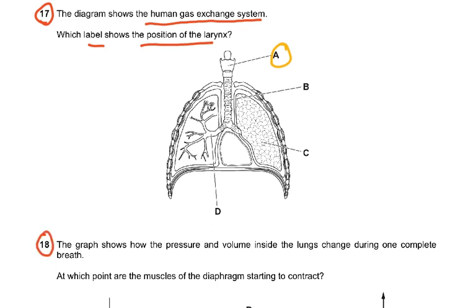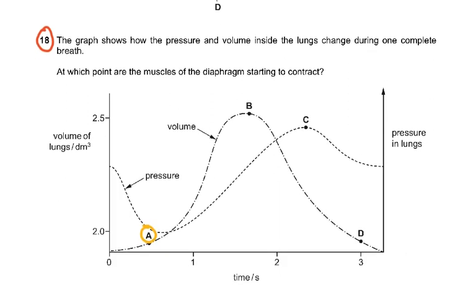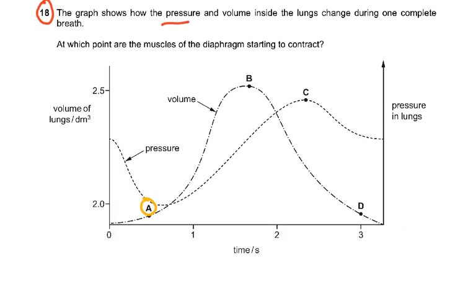Then coming to question number 18, the graph shows how the pressure and volume inside the lungs changes during one complete breath. Let's understand it. At which point are the muscles of the diaphragm starting to contract? So one is the volume and the other is the pressure. And you know that when the diaphragm muscle contracts, it sort of goes down, less convex. And that's when a person starts to inhale.